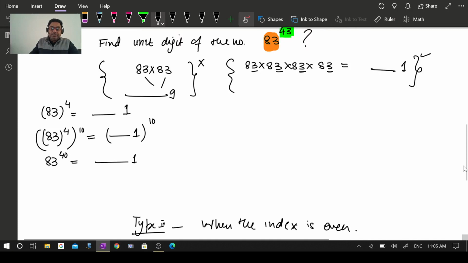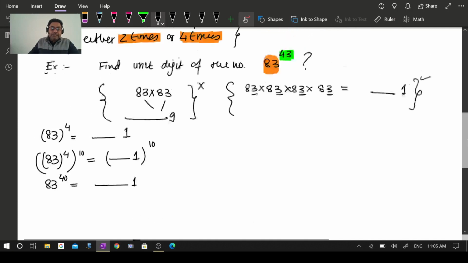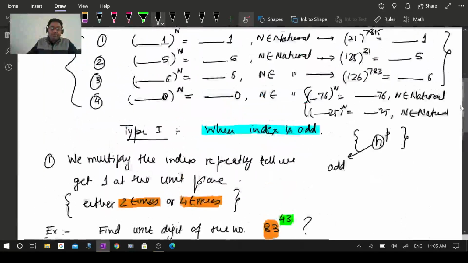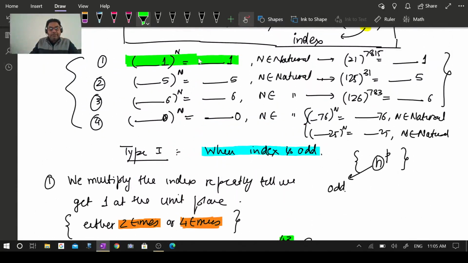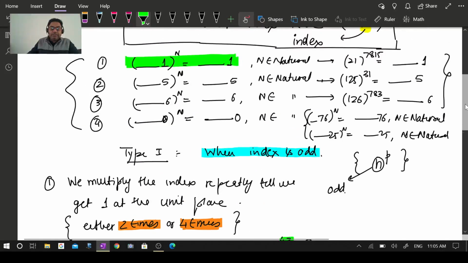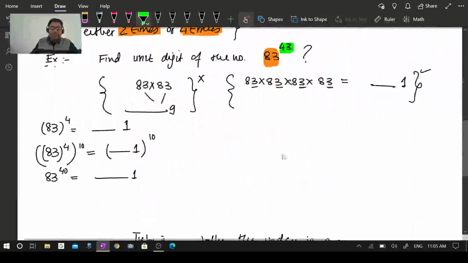Now you may say, sir, why? Because I said any number, see the rule over here we created. Any number ending with 1 raised to the power of a natural number ends with 1. So we really get something important from here. Listen to this. A number ending with 1 raised to the power 10 would automatically end with 1. Alright. Now all we need to check is 83.